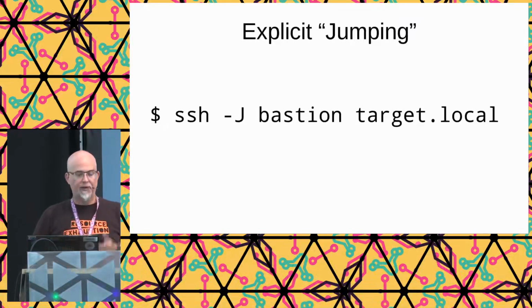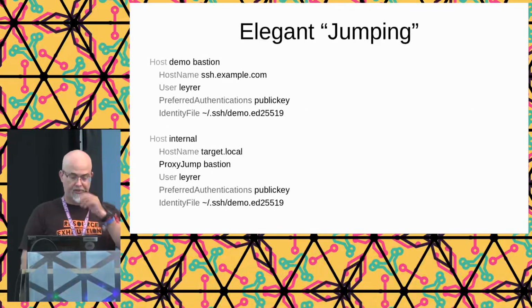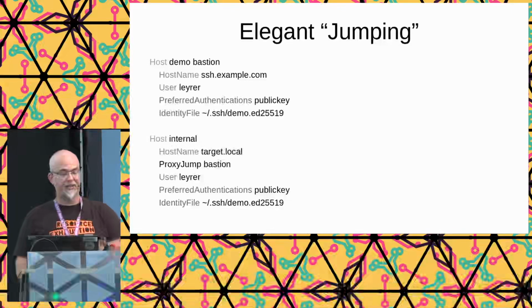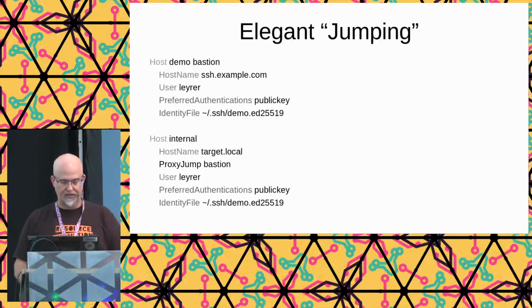Of course, everything that you can specify on the command line, you can also put into the config file. So in this case, I have my specification of my demo host alias, and I have an alias for internal. In the host internal, I can specify ProxyJump and the alias, and with that it knows, okay, if I just enter SSH internal, it will automatically use the Bastion host to connect to that machine.